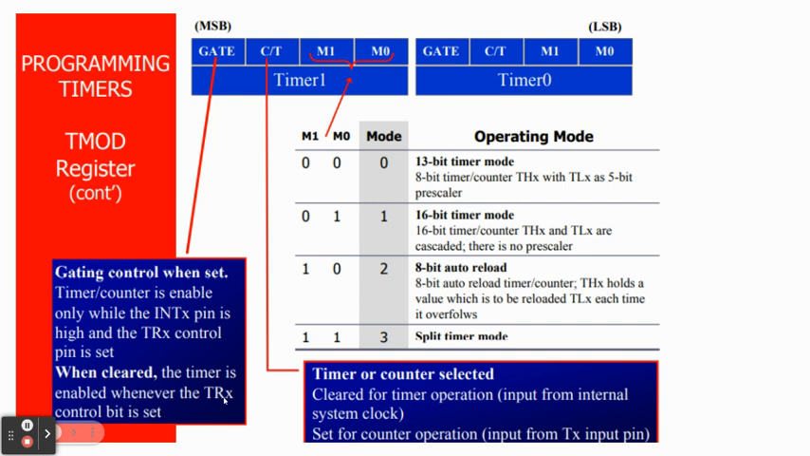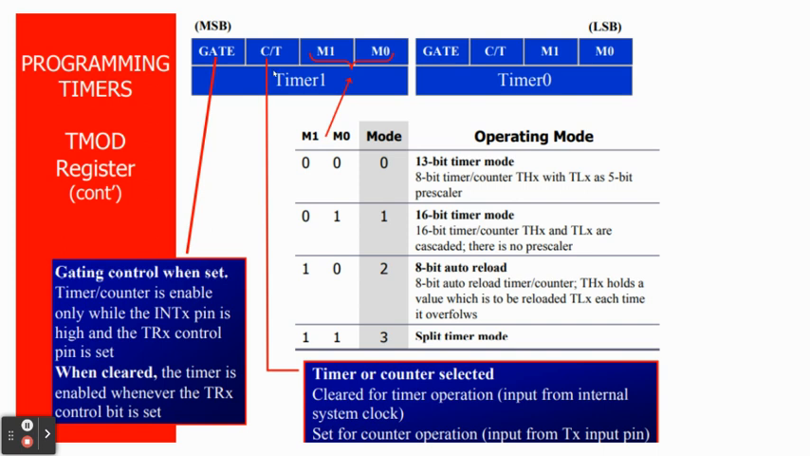So the TR0 or TR1 must be equal to 1 aside from the gate being equal to 0. So just not to make you confused, just make gate equal to 0 if you are using the timer programming.